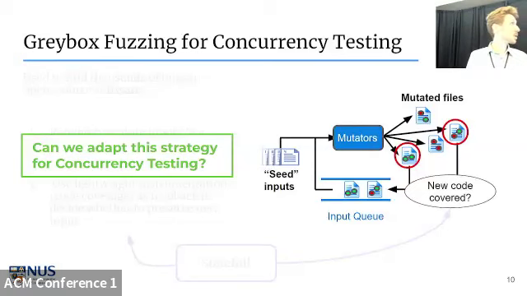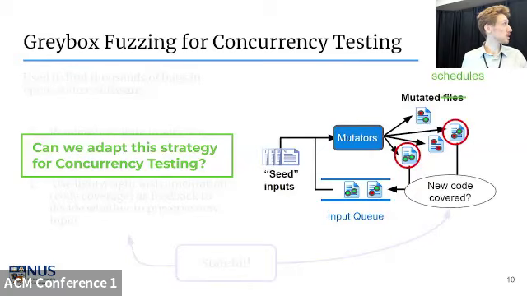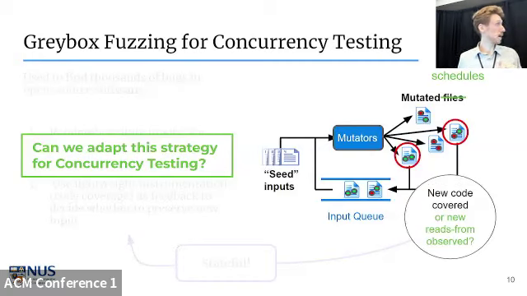And to do this, we need to make a couple of changes. The first and most obvious is we're no longer operating on PDF files. So instead of mutating PDF files to generate new inputs to the program, we're going to mutate schedules to generate new schedules for the program. And I'll go into a bit more detail about what a schedule is in a future slide.